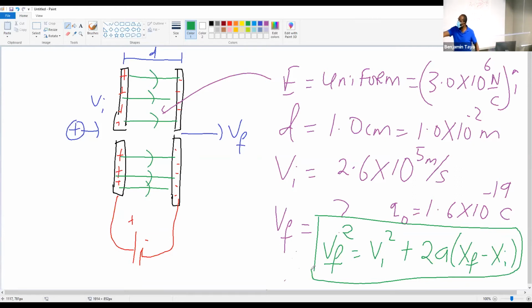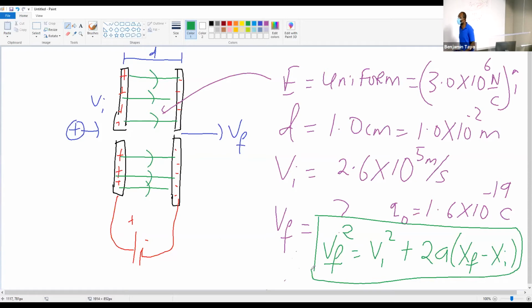So do I know what my v initial is? It's 2.6 times 10 to the 4. Do I know x initial? I can set that to 0. Do I know x final? I can set that to the distance, which is 1.0 centimeters, which is 1.0 times 10 to the negative 2 meters. So all that I need is to get my acceleration, right?